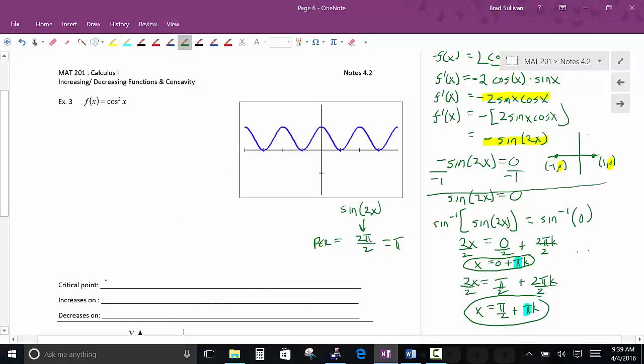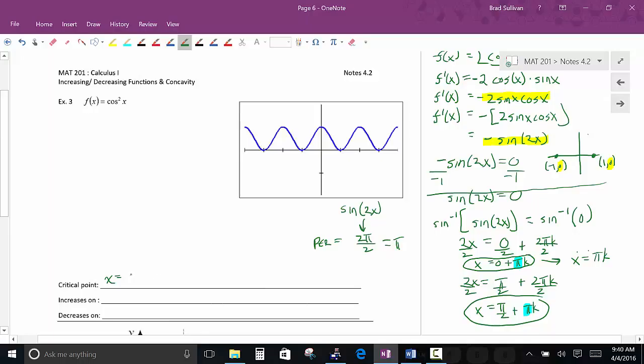So what we could say for our critical points is this is really given by x equals pi k. Okay, so every time pi k goes by, you have a critical point, and then this is really saying pi over 2 plus pi k. Okay, and you could write both of those. It's just that they're unnecessary.